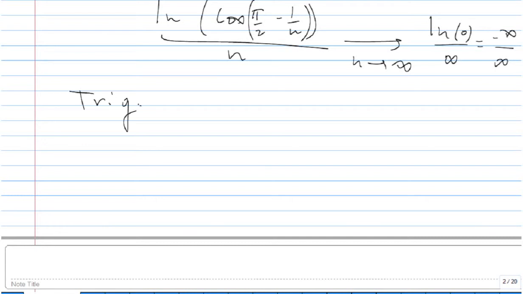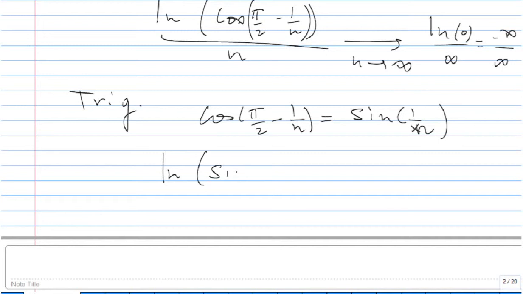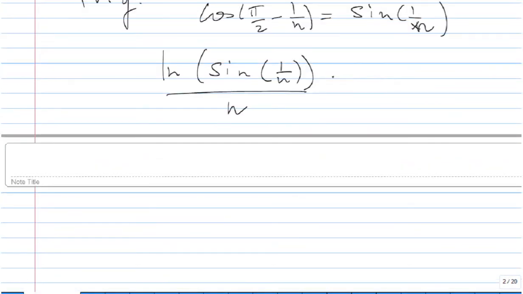The trig tells us that the cosine of pi over 2 minus 1 over n is equal to sine of 1 over n. So basically what we have is ln of sine of 1 over n, over n. So now we're going to use L'Hopital rule for this one. So here we have the limit when n goes to infinity. We're going to use L'Hopital rule because we know it's going to be infinity over infinity.